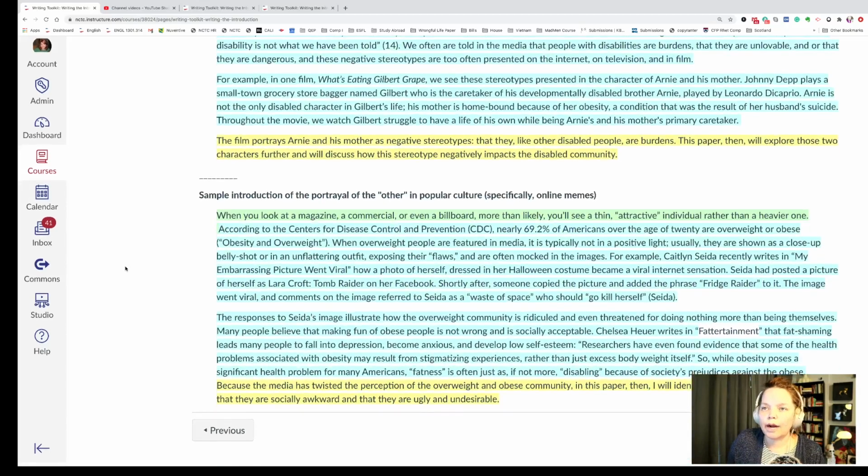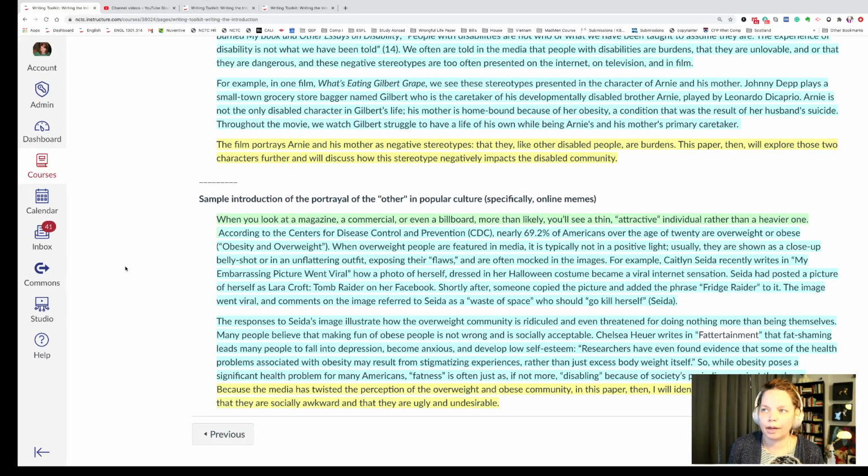All right, so sample introduction of the portrayal of the other in popular culture. So notice our lead-in. When you look at a magazine, a commercial, or even a billboard, more than likely you'll see a thin, attractive individual rather than a heavier one. So that's the end of our lead-in. Now we're moving into the background article reference.